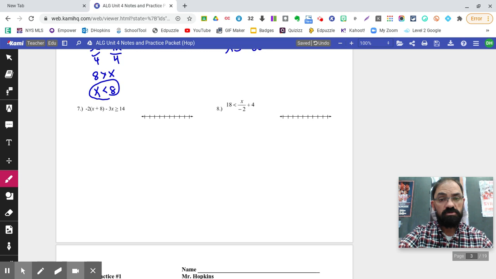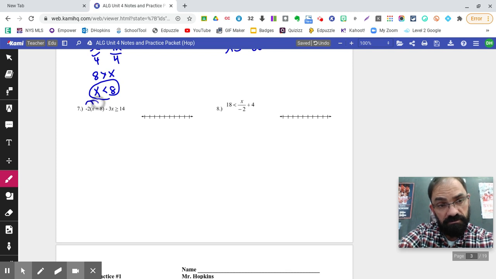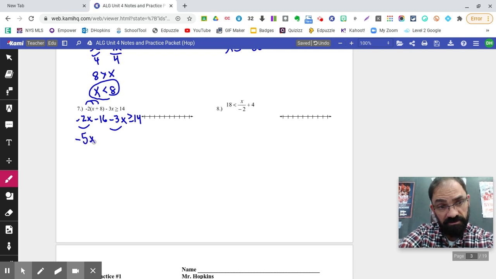Okay, just 2 more to go. Number 7, we have to distribute first. Negative 2x minus 16 minus 3x is greater than or equal to 14. Combine like terms is the next step. We have negative 2x, negative 3x. That equals negative 5x minus 16. It's greater than or equal to 14.